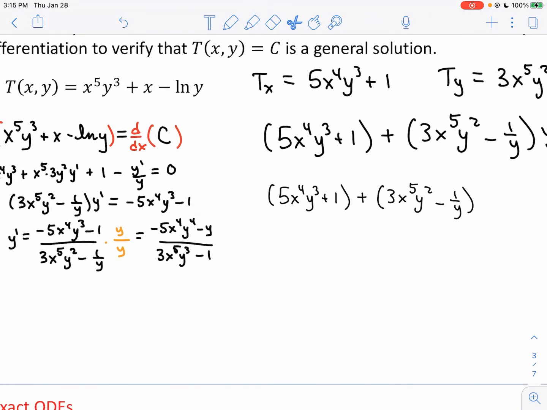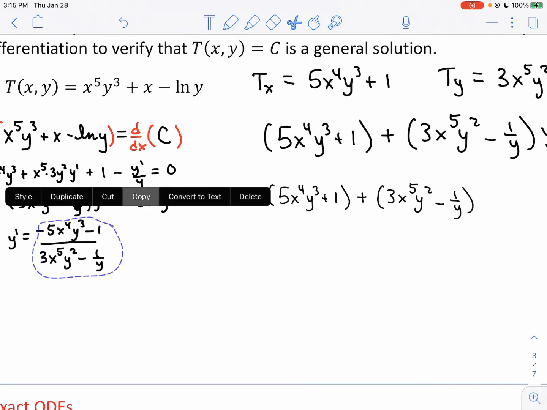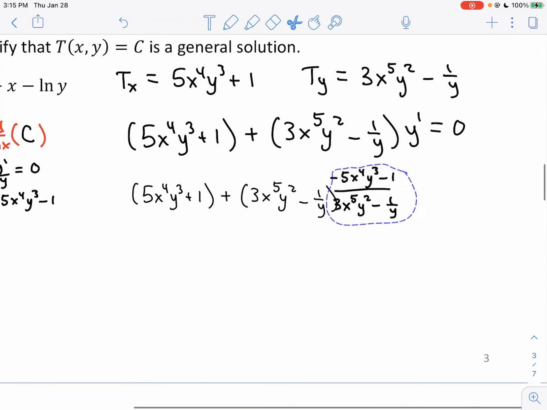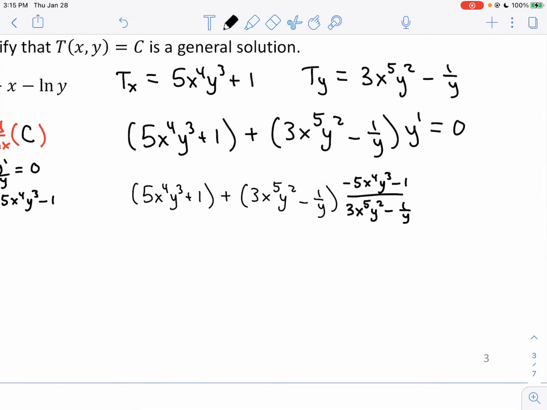Actually, I'm now seeing the advantage of not doing what I did. I'm going to go ahead and leave it a complex fraction and not do this. Just use this. Right here goes in for y prime. Now can you see why I chose to do that?